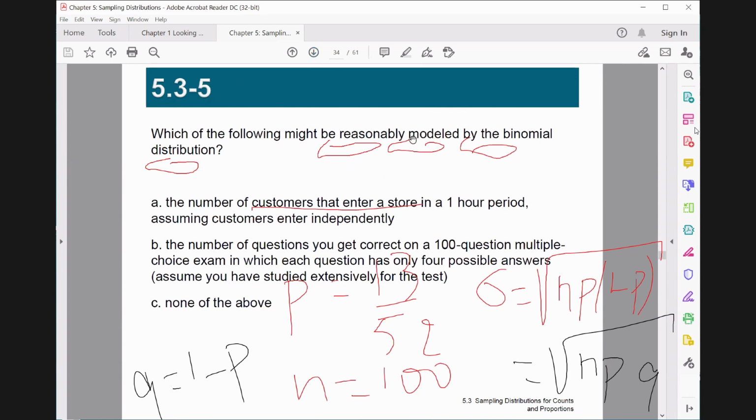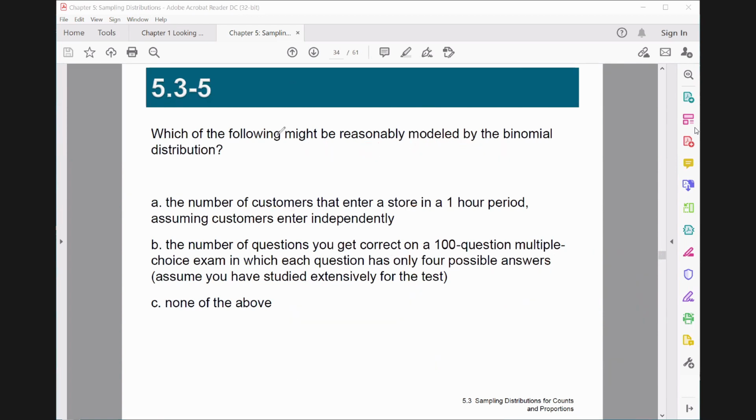Then here the question: which one is a binomial distribution? Which of the following is a binomial distribution? The number of customers that enter a store in a 1 hour period, assuming customers enter independently. Here each trial is independent and we have to evaluate the number of customers. Is it a binomial distribution? What is the number of trials here? Do we have any idea?